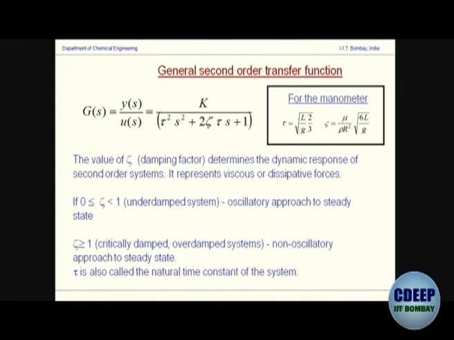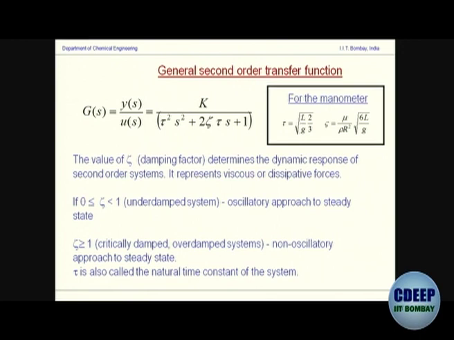So, if you look at this kind of a transfer function, it will generically represent all kinds of second order systems. Specific values that tau and zeta would take will determine the nature of the oscillations. For example, zeta is a damping factor, determines the dynamic response.